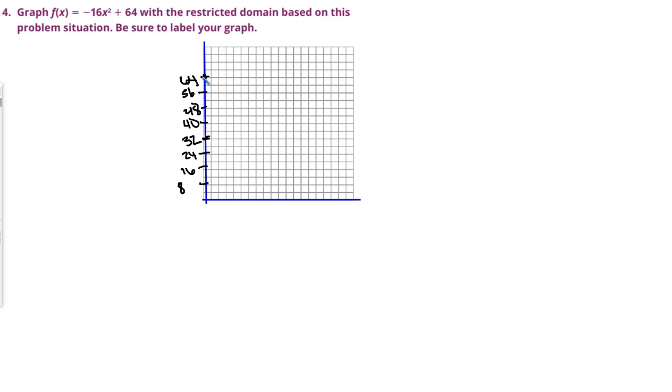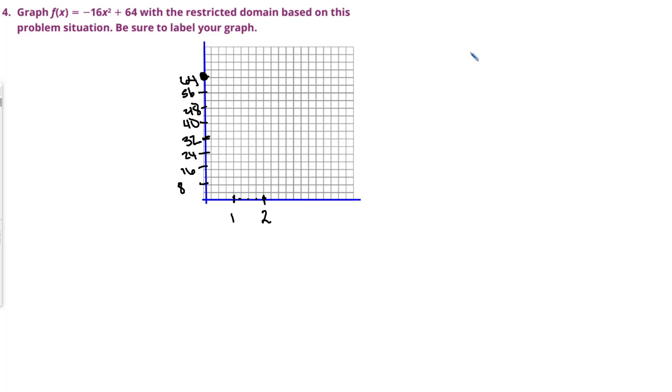And so I know that at the start, I'm at 64 feet. I'm going to count by quarters on time. 1, 2, 3, 4. That gives me 1. 1, 2, 3, 4. That gives me 2.